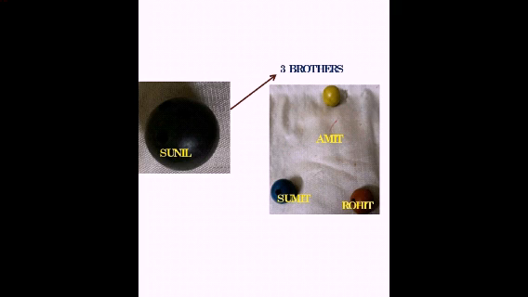So the bigger one, its name is Sunil. The yellow one, his name is Amit. The blue one, his name is Sumit, and the red one, his name is Rohit. So with Sunil, Amit, Sumit and Rohit, let us start our activity. And what is our activity today? We will learn about division facts. So let's begin.